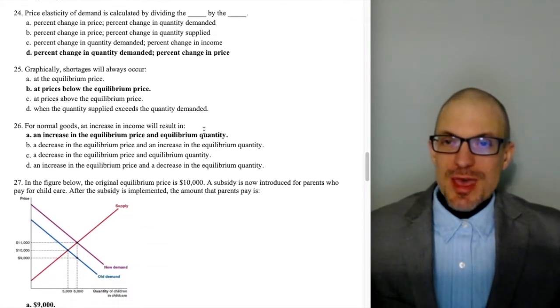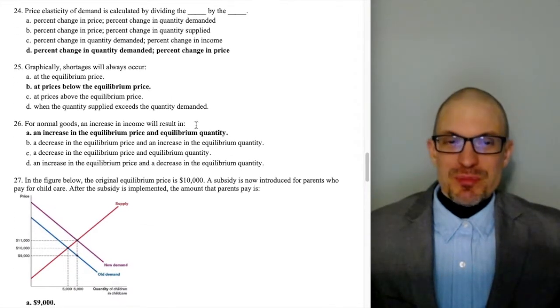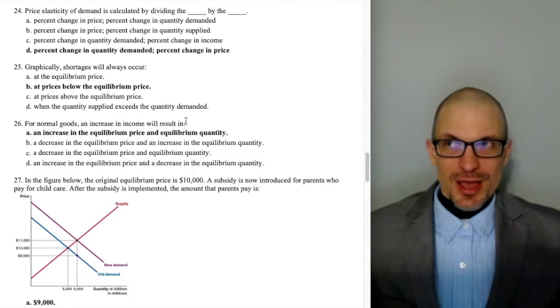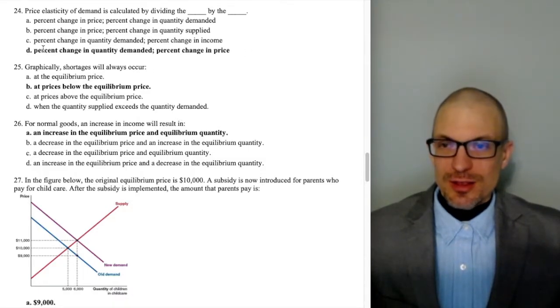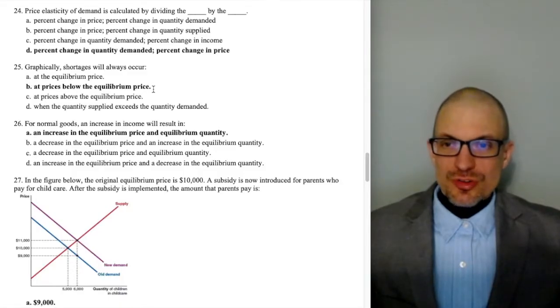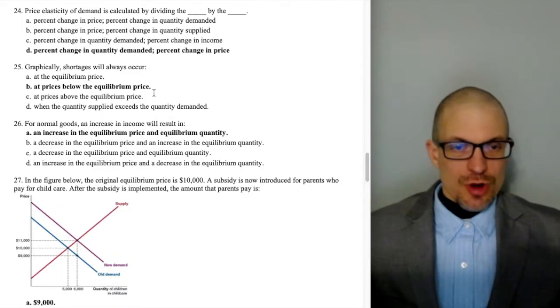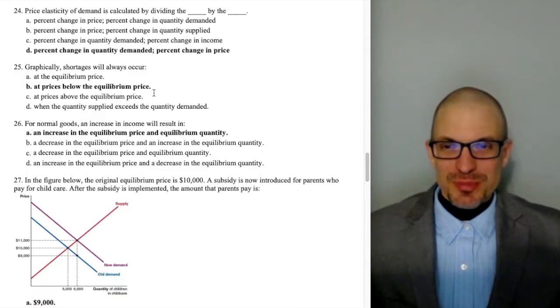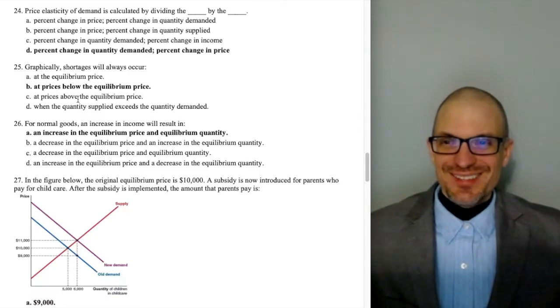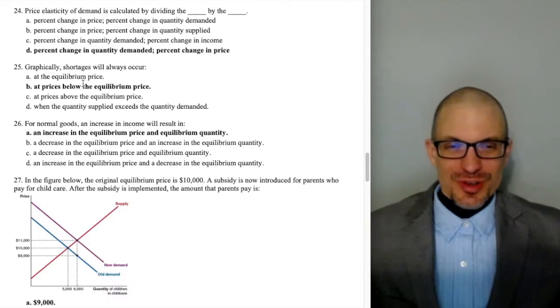Price elasticity of demand is calculated by dividing the percentage change in quantity demanded by the percentage change in price. That's literally the definition of price elasticity of demand. Right? Graphically, shortages always occur at prices below the equilibrium price. If you're at a point below the equilibrium price and you just draw the graph and find the quantity demanded, it's going to be much further to the right than the quantity supplied, on every graph that you draw where the price we're considering is below the equilibrium price.